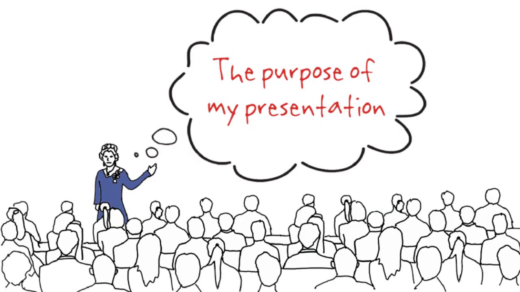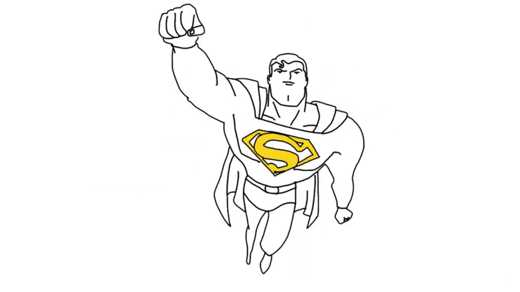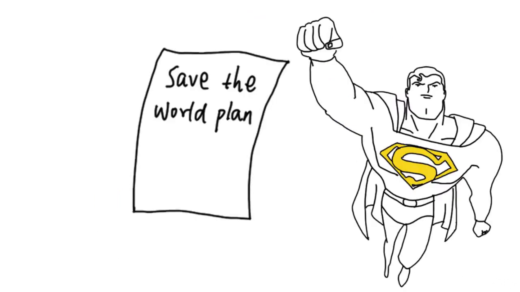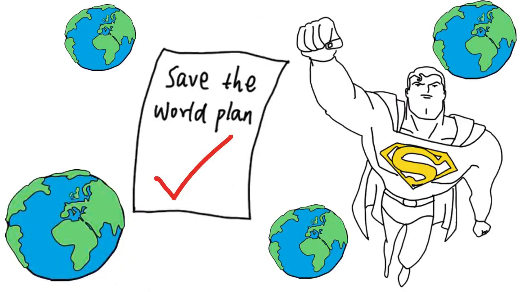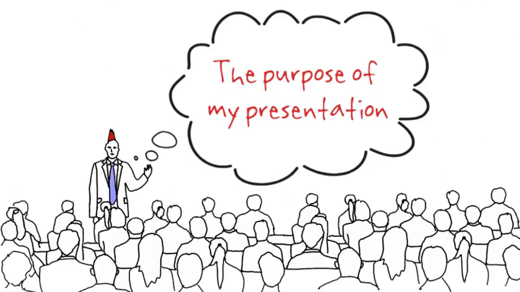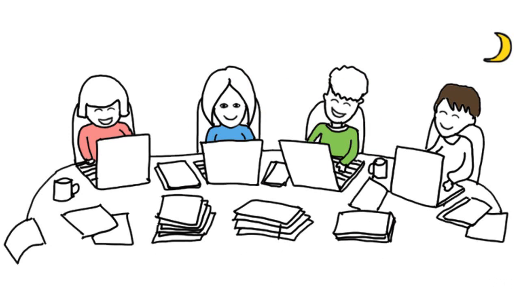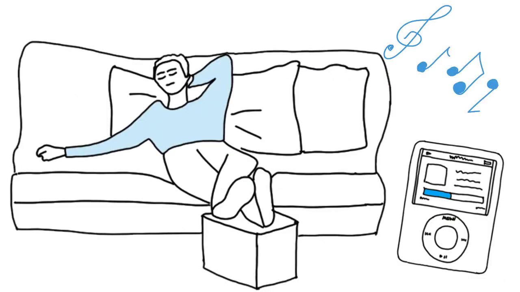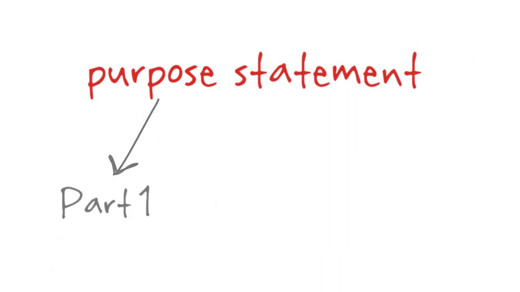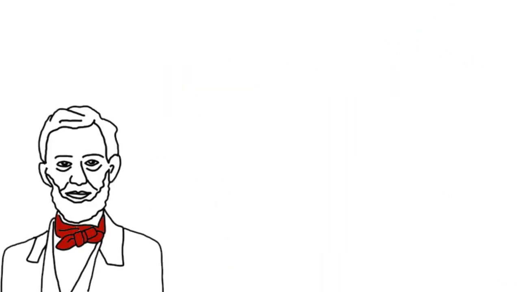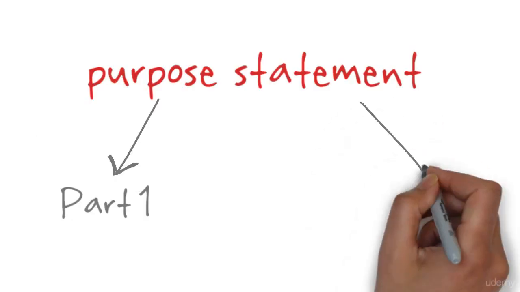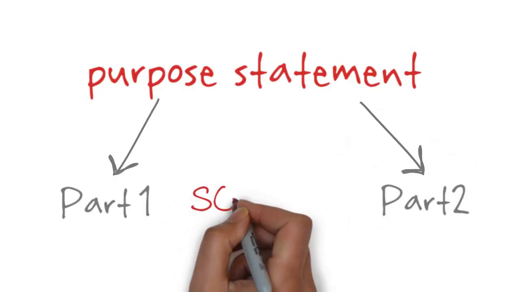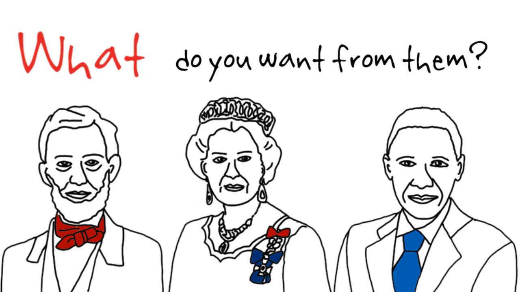Or, the purpose of my presentation is to influence the decision makers in the room so that they approve the funds for my project to save the world. Or, the purpose of my presentation is to influence my team so that they work longer hours while I relax more. Get the picture? In part 1 of your purpose statement, it's always about who you want to influence. And then continue with part 2 by adding the words "so that" and state what you want them to do. That's how you write a purpose statement.